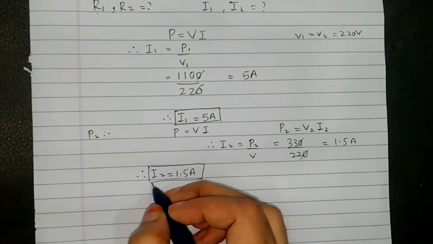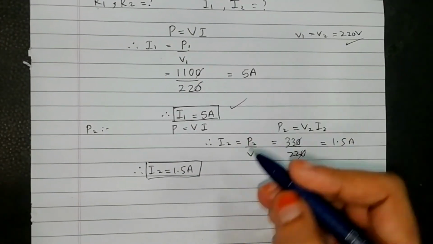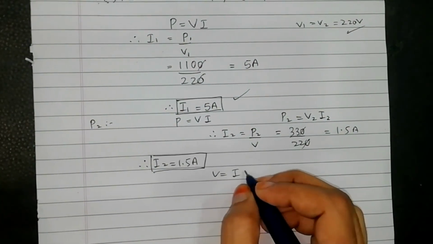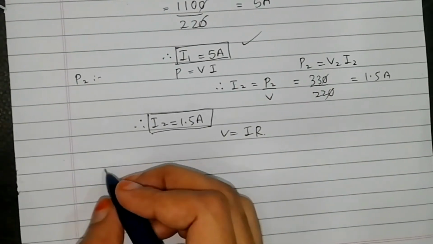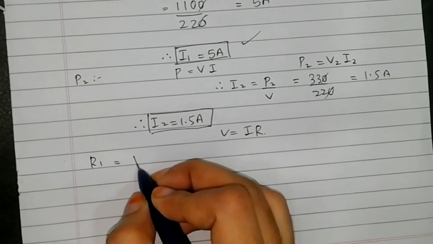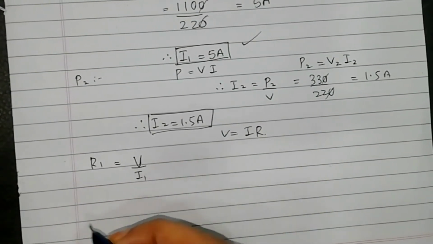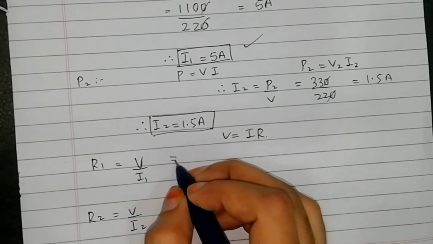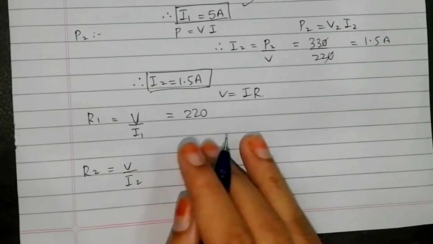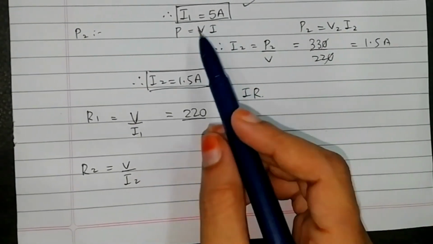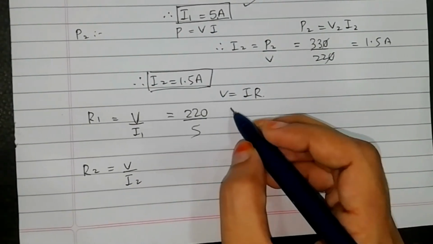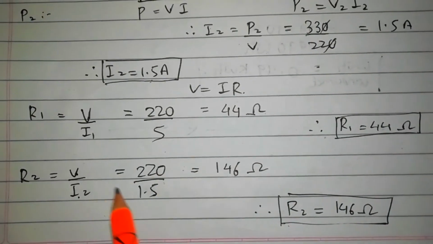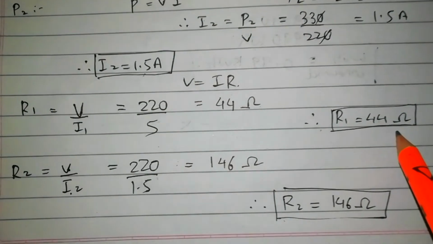Now we have the value of voltage, we have the value of current, we need to find resistance. So Ohm's law, V equals IR. For R1 it will be equal to V upon I1 and for R2 it will be equal to V upon I2. V is 220, upon I1 we got as 5 amperes. So this will be equal to 44 ohms. So we got R1 as 44 ohms.